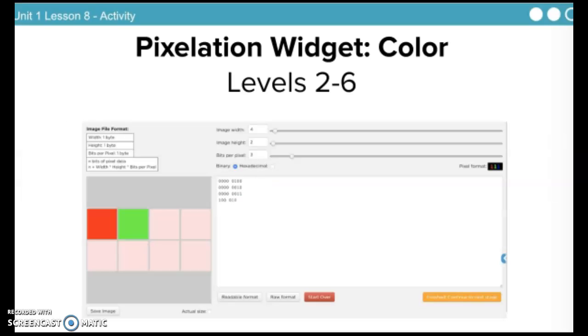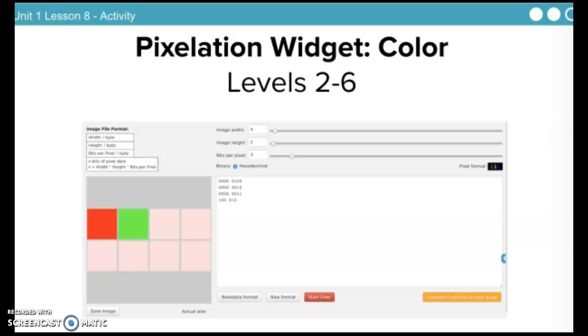Okay, so the pixelation widget. You're going to see in the pixelation widget that you have different colors. First you're going to have the width, the height, the number of bits, okay? And then you have these colors down here, and we'll talk more about that. In levels 2 and 3, you're going to type in a unique 3-bit code for each pixel, and that's going to produce a total of 8 different colors.